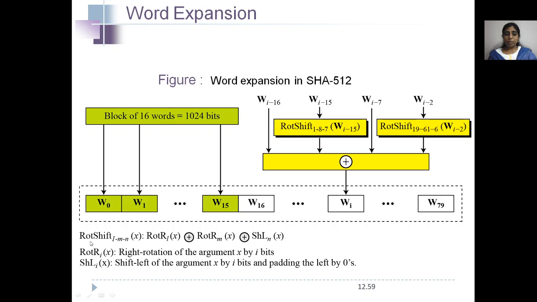This is the formula. We are going to shift, that is a circular right shift by 1, and take word of I minus 15. Here this is the formula that we are going to use, and we are going to achieve 79 words. How many round compression functions do we need to do? 80 rounds, so we are going to achieve 80 words.